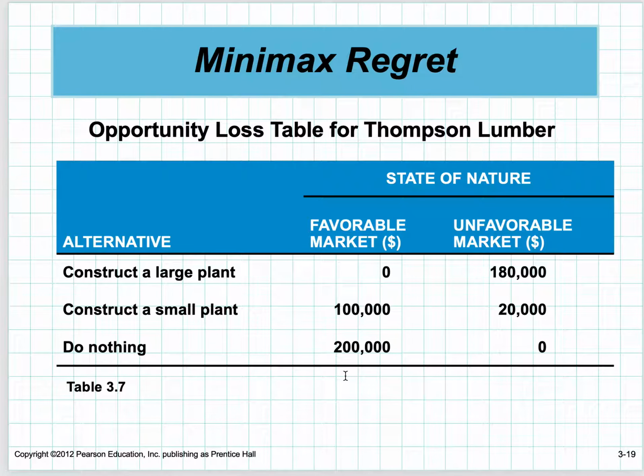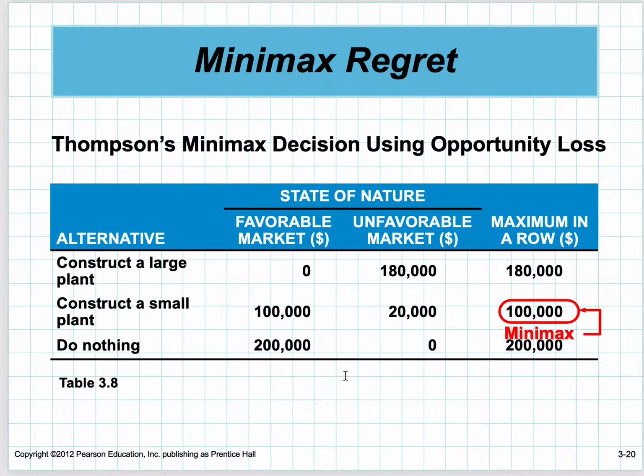So here's my opportunity loss table. Construct a large plant, a favorable market is 0, unfavorable market is 180. Construct a small plant, the opportunity loss is 120. Do nothing, it's 200 and 0. You pick the max in each row, and you pick the minimum of those maxes, which is construct a small plant. Now, you followed this, hopefully.